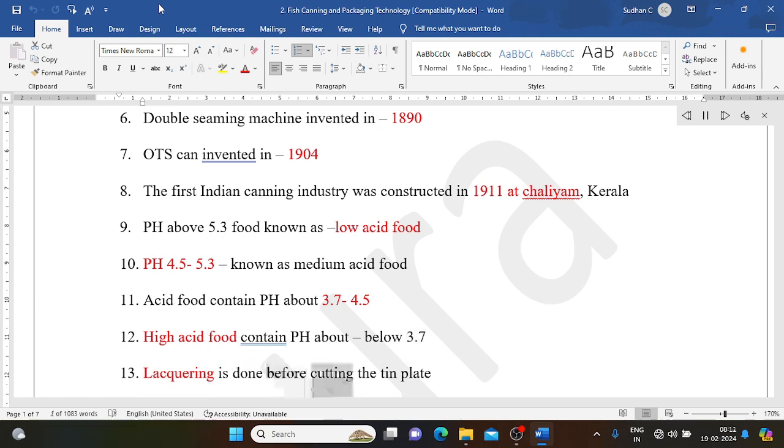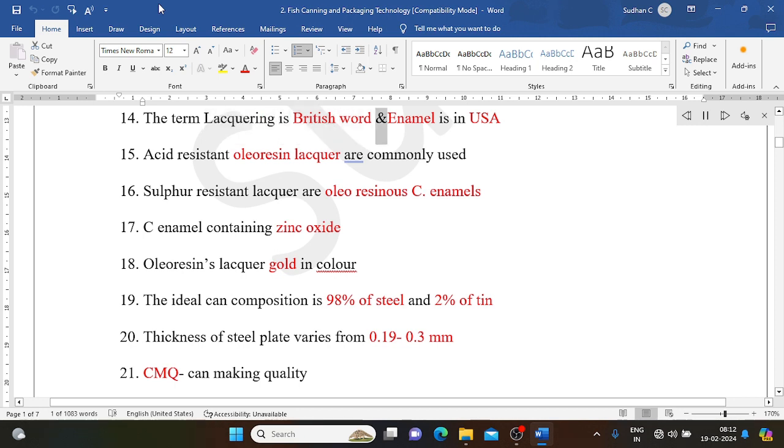Lacquering is done before cutting the tin plate. The term lacquering is a British word and enamel is used in the USA. Acid-resistant oleoresin lacquers are commonly used. Sulfur-resistant lacquers are oleoresin C enamels. C enamel contains zinc oxide. Oleoresin lacquer is gold in color.